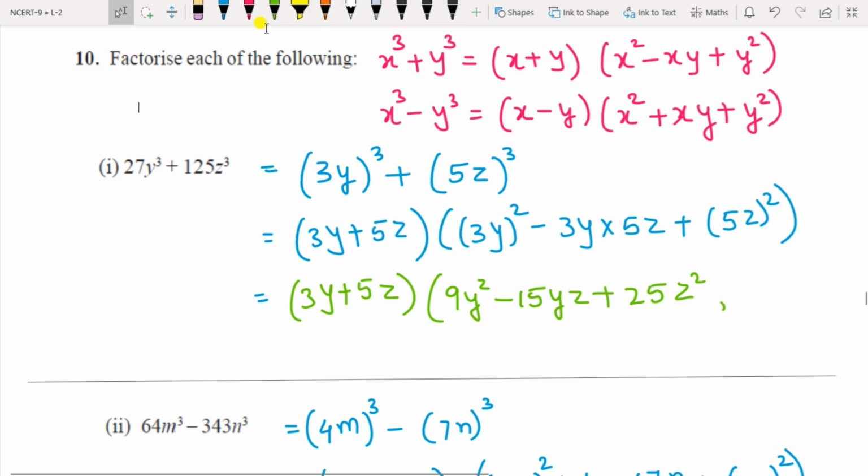So the cursor is not moving properly. Sometimes this happens. Okay.